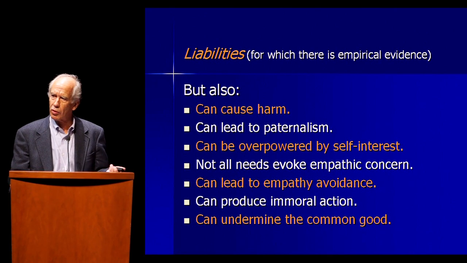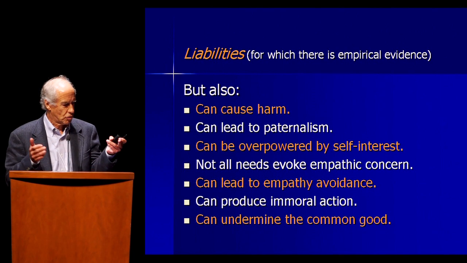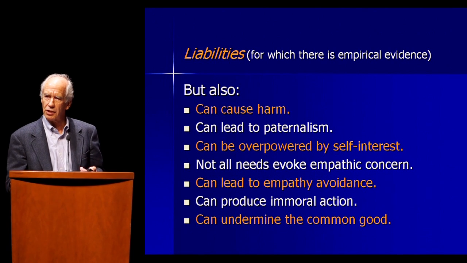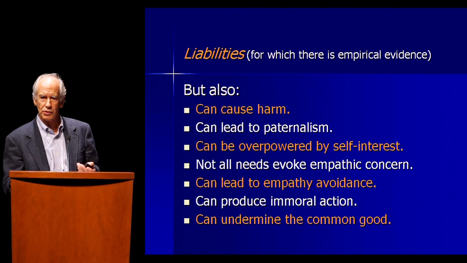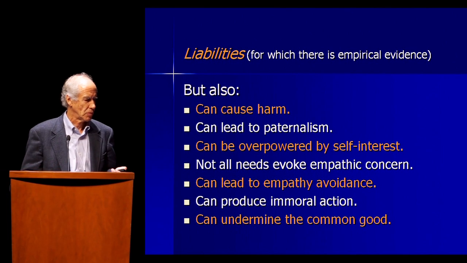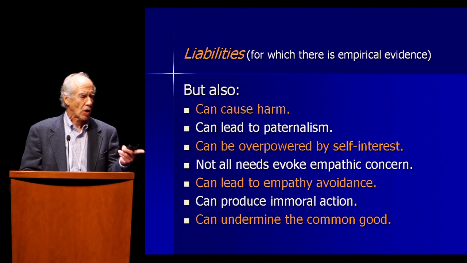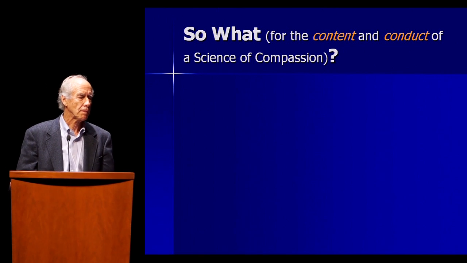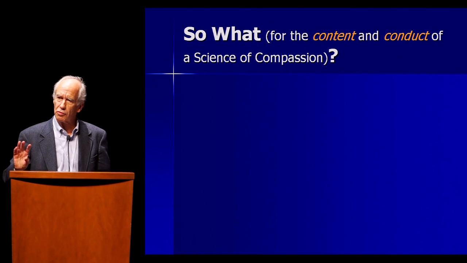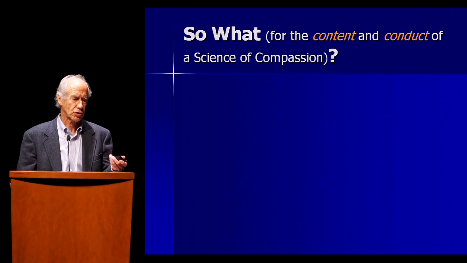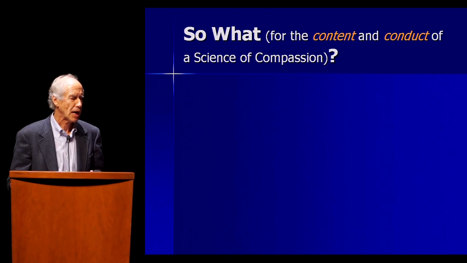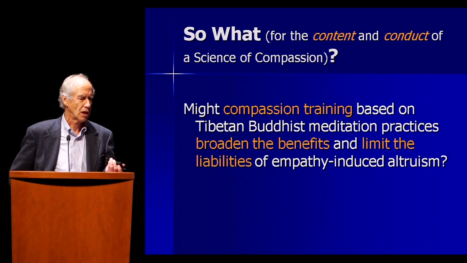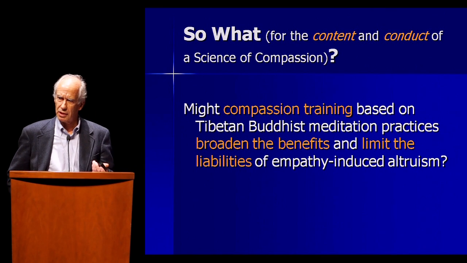It can also lead to immoral action. If our goal is to benefit this other, increase this other's welfare, sometimes that can lead us to violate our own moral principles. For example, in cases of nepotism, things like that. What I want to do very quickly is talk about possible implications of the empathy-altruism research for a science of compassion, both the content of a science of compassion and the conduct. And so the question is, might compassion training broaden the benefits, limit the liabilities?